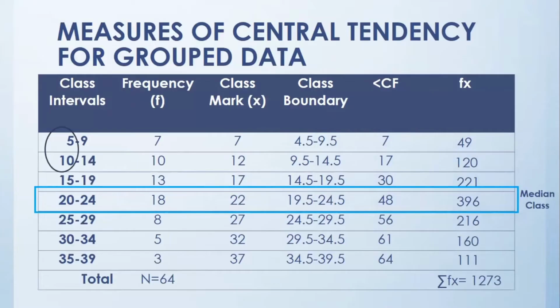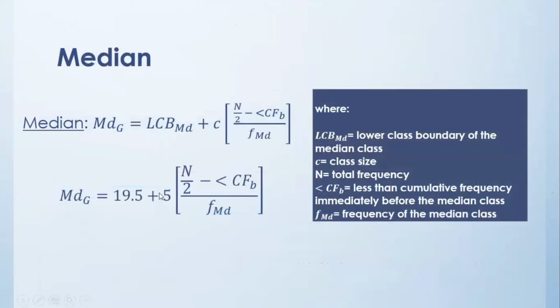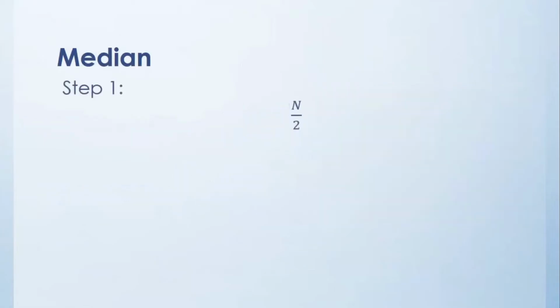So, in this case, we have 5 and 10. So, find its difference. 10 minus 5 is equal to 5. So, 5 is the class size. So, eto na, sinubstitute na natin. And then, next natin i-substitute is n over 2. As you can remember, n over 2, we already got this sa first step natin. So, ayan, recall natin, n over 2 is 64 over 2, which is equal to 32.